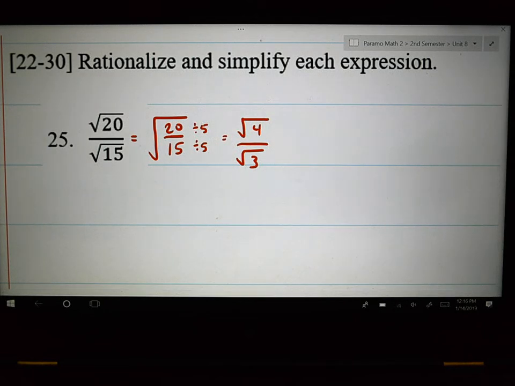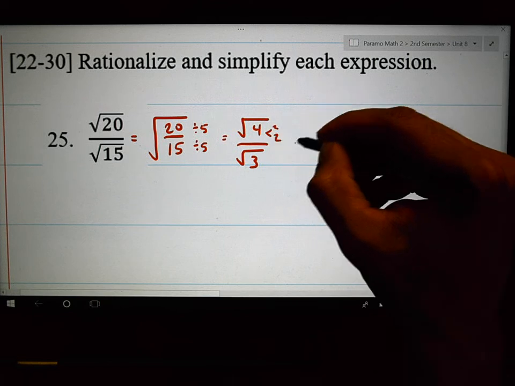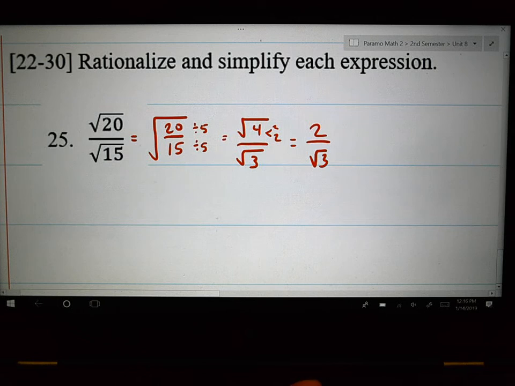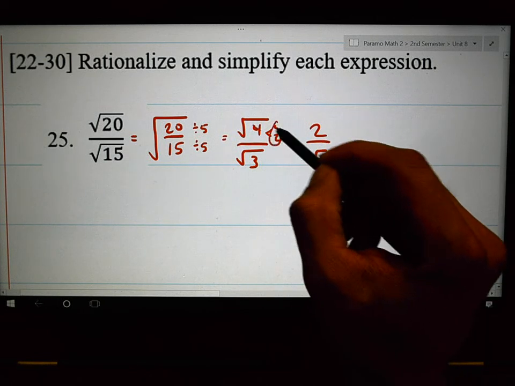It's easier to deal with root 4 over root 3 than it is dealing with root 20 over root 15. I know what the square root of 4 is. That's the same thing as 2 over root 3, because the square root of 4 is 2. Or there's a pair of 2's that can pop out, right? That's the same idea.